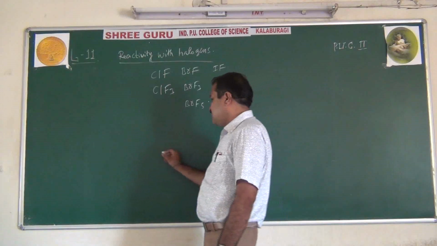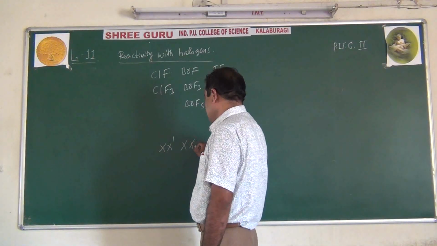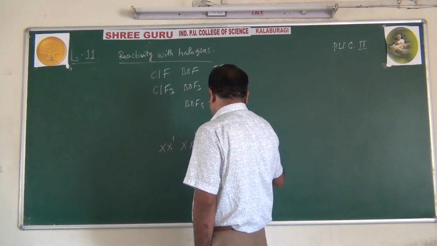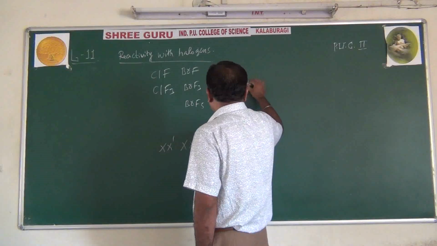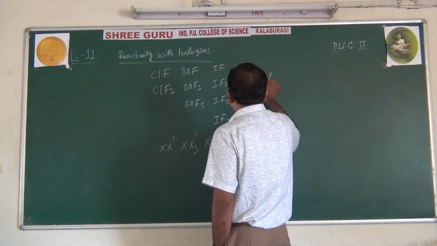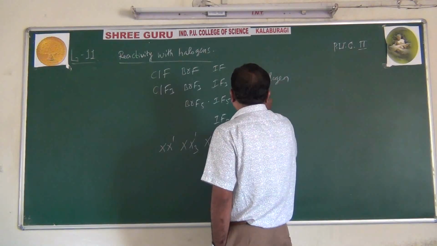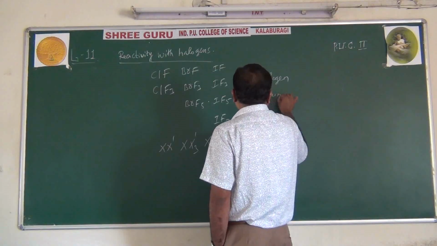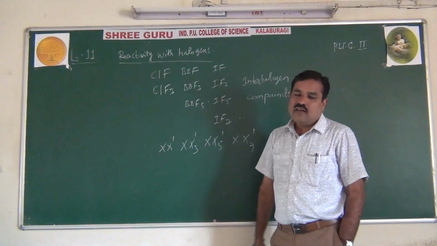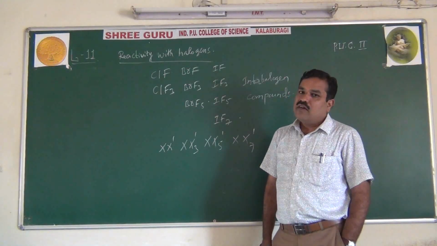That means they are represented by the general formula XX', XX'3, XX'5 and XX'7. And these are called interhalogen compounds. That means one halogen reacts with another halogen, and the difference in electronegativity makes the reaction possible. And this class is called interhalogens.